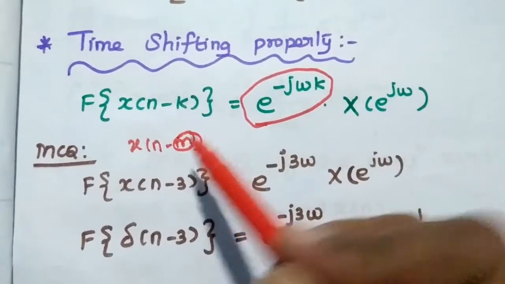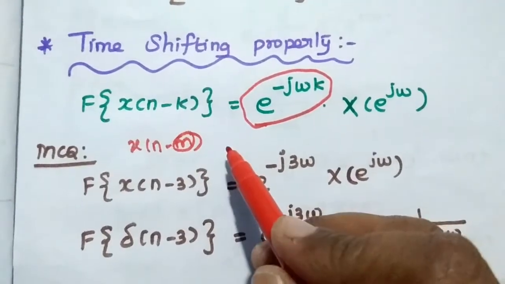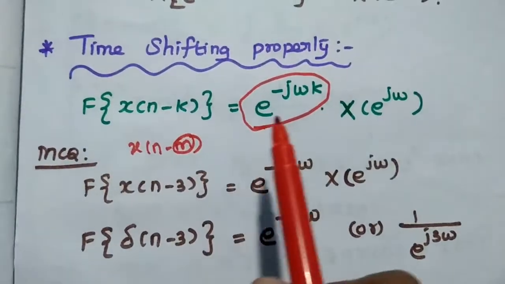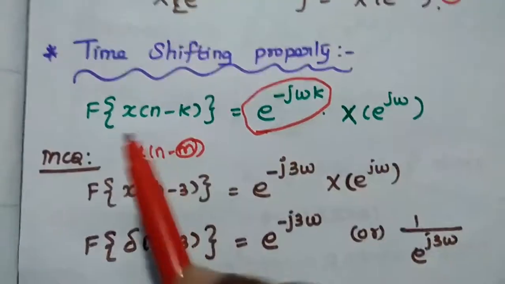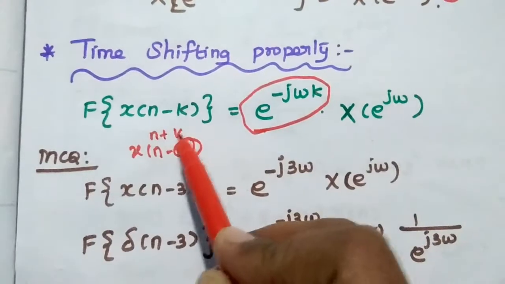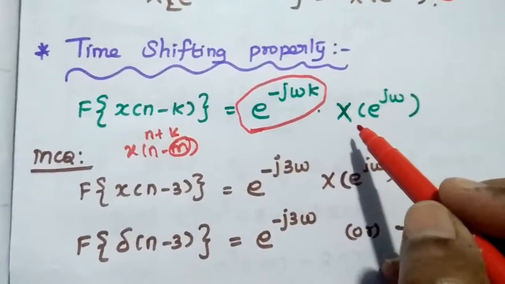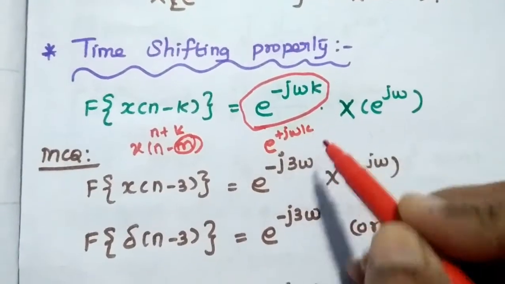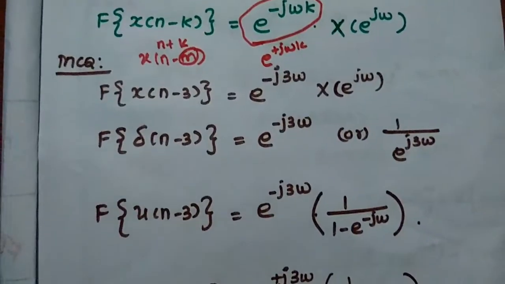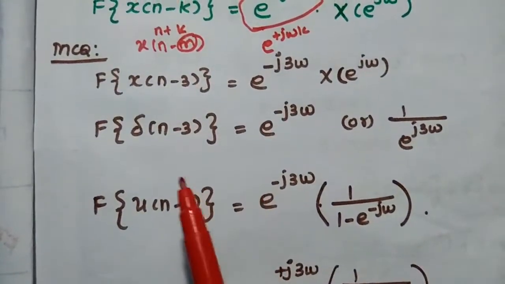Okay, so this is nothing but the delay k, whatever it may be. So that is equal to e power minus j omega k into X of e power j omega. If it is n plus k, then we are going to multiply the Fourier transform with e power plus j omega k. Okay, so example problems are given like this.